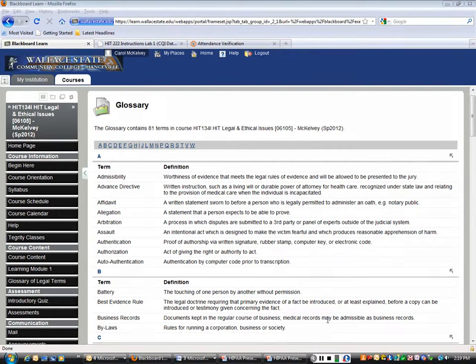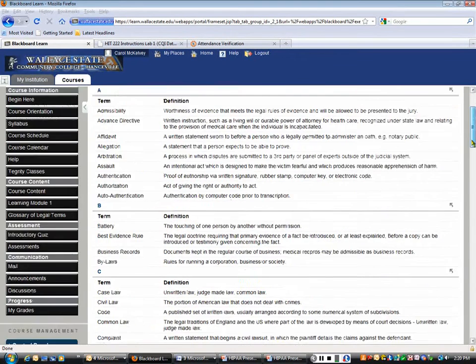We talked about auto-authentication, meaning authentication by computer code prior to transcription. We said this was a big no-no, that Joint Commission doesn't like it and Medicare doesn't accept it, that the physician should review a document prior to authenticating it rather than just dictating it and then authenticating it before it's ever typed up. So basically doing it automatically before review.